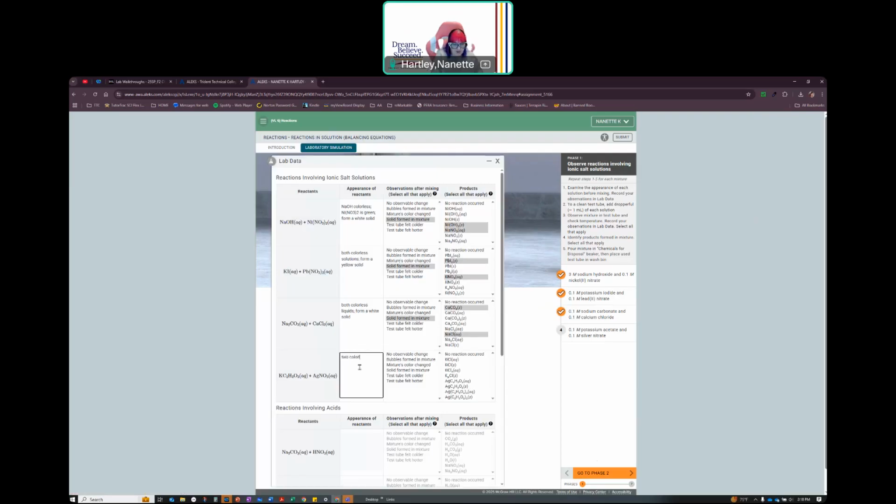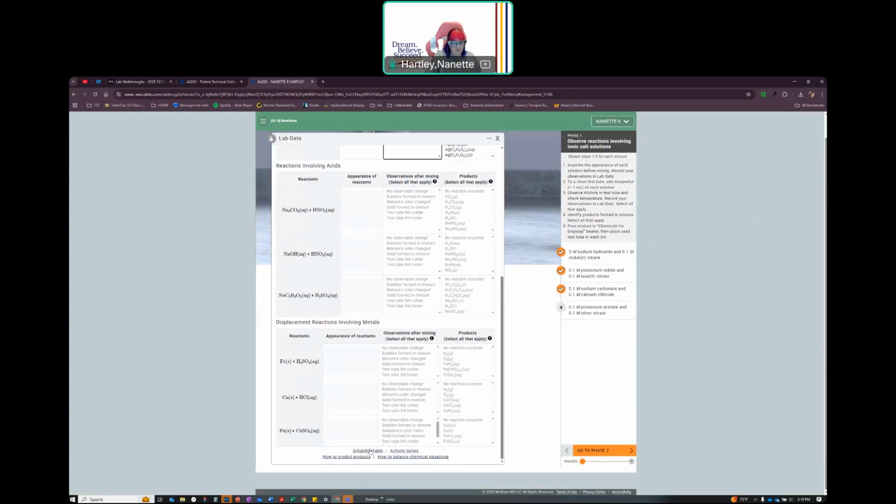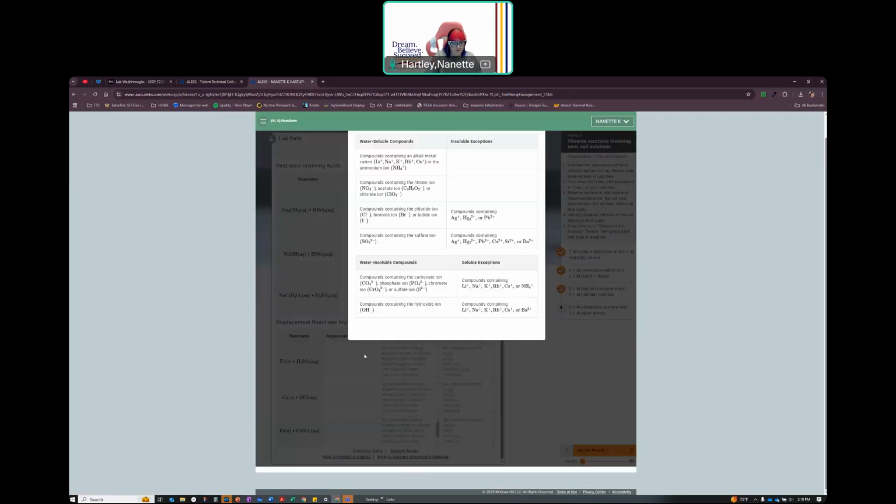Two colorless solutions, and I see no observable change. So looking at this, I have an AgC2H3O2, so those two together, and then a KNO3. Those are the products I would predict.